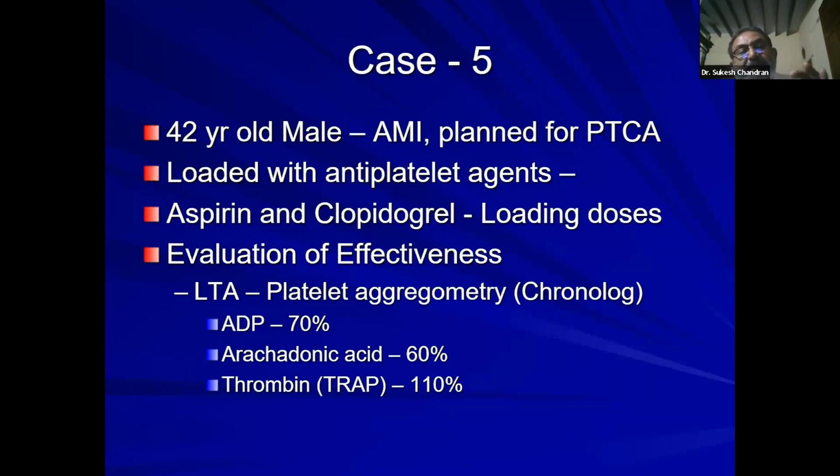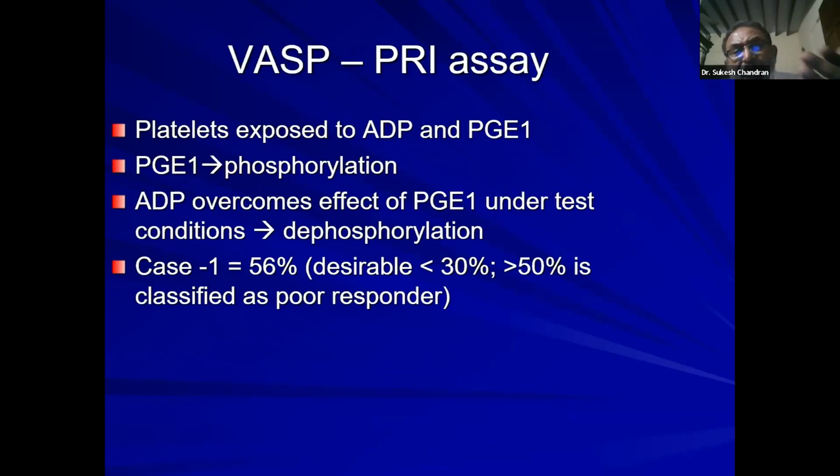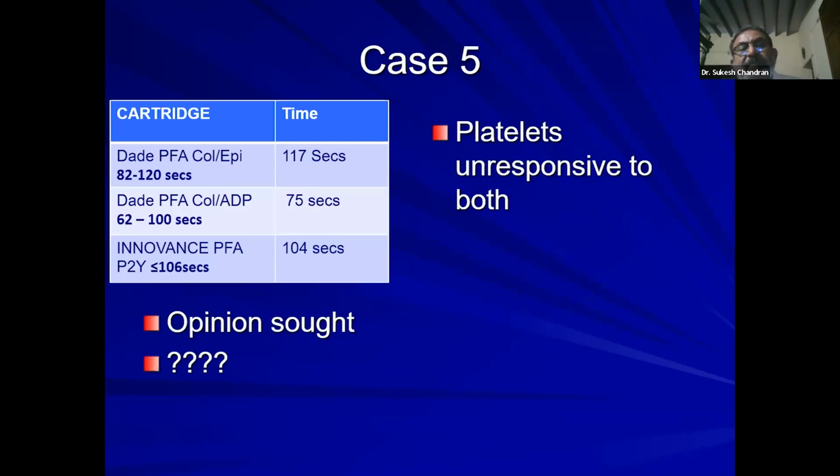Now, coming back to this patient, a 42-year-old male who had acute myocardial infarction, waiting for coronary angiogram. He's given a loading dose of aspirin and clopidogrel. And the cardiologist asks, can you identify whether this patient is responding to these antiplatelet agents? So we have a few tests like aggregometry. Then we have a VASP assay, which is done by flow cytometry. All of these assays showed that this patient is not responding to clopidogrel as well as aspirin.